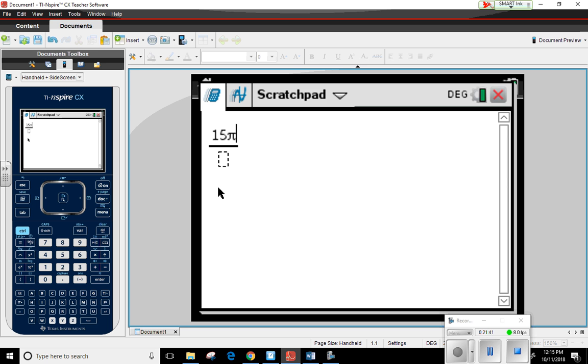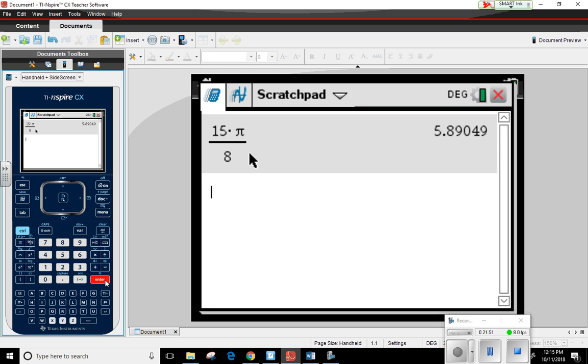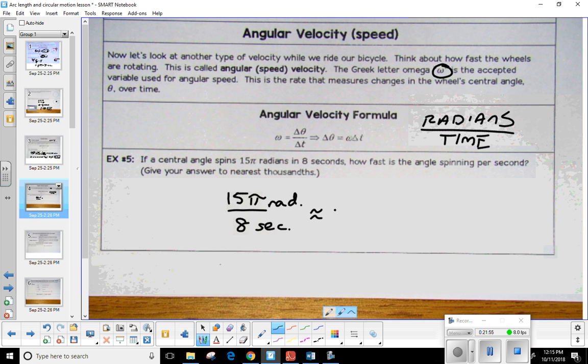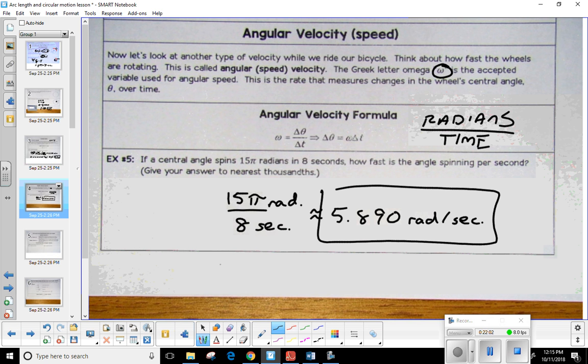Yes, sir. Over 8. So what am I going to get when I push enter? I'd probably go ahead and say 5.890, about 5.890 radians per second. Angular velocity is how fast the angle is increasing with respect to time.